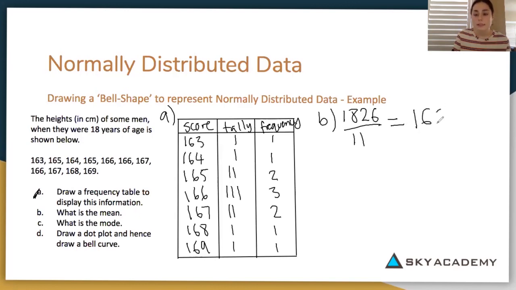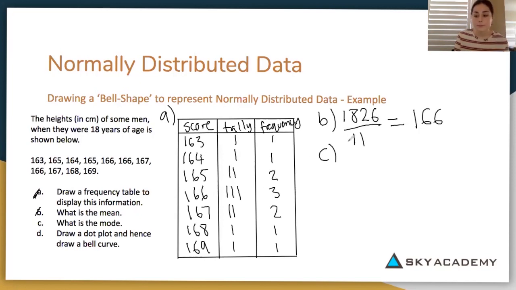For question C, what is the mode? What is the most common score? So I am going to have a look, and I can see that 166 is the most common score.